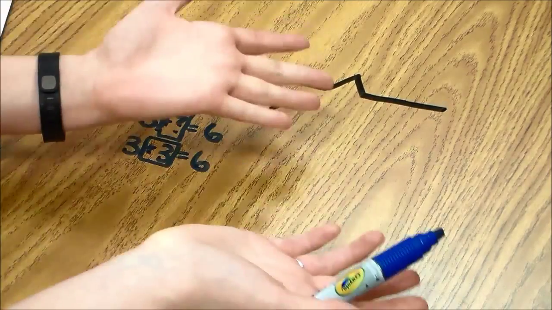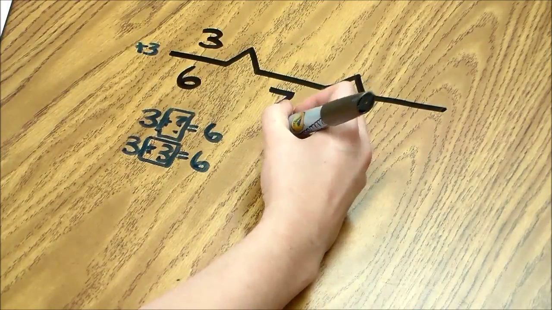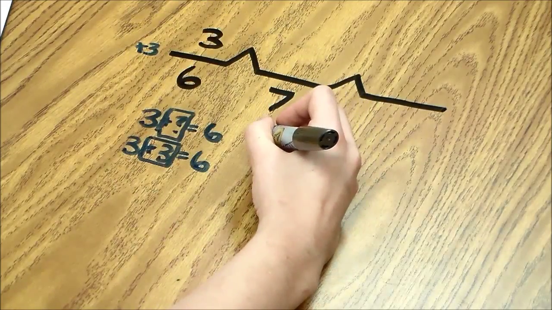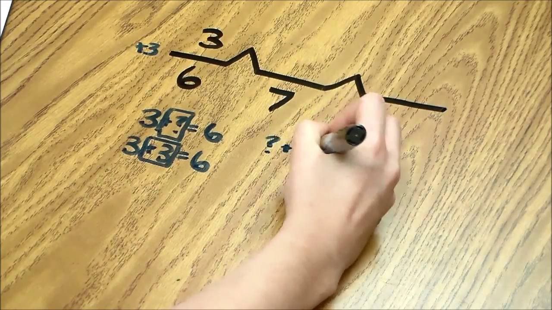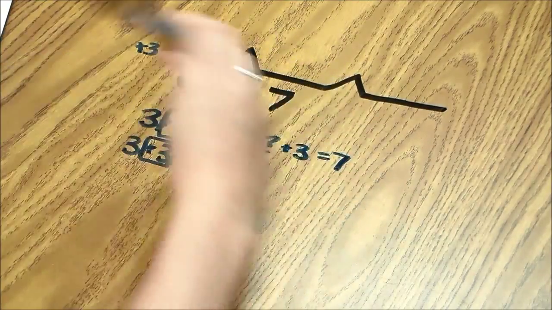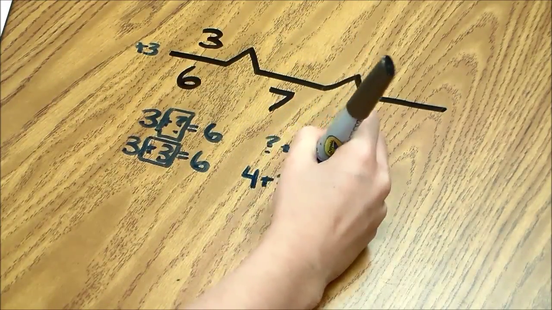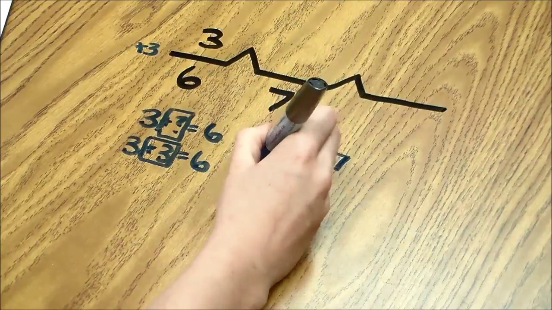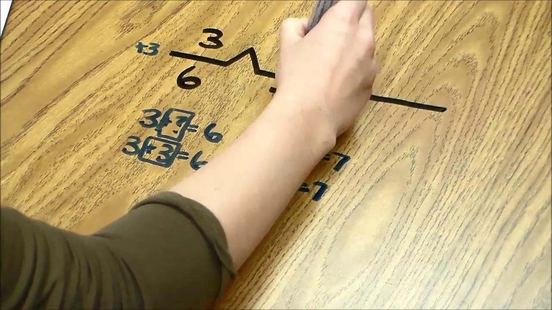Let's apply the same rule. What plus 3 equals 7? I will count backwards from 7 by 3 to get my answer of 4. 3 plus 4 equals 7. 4 will go in the top of the analogy.